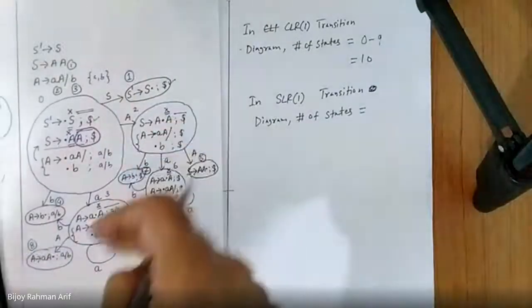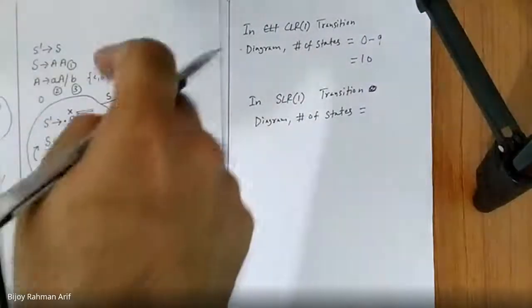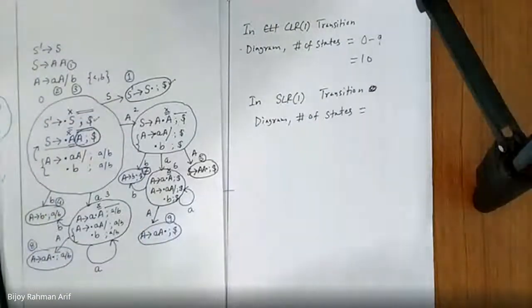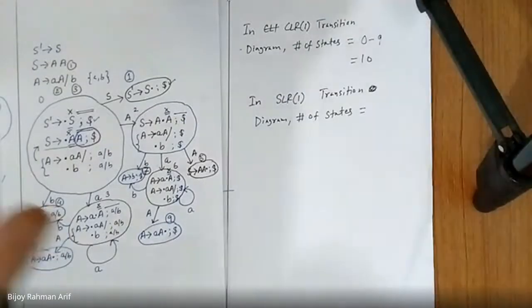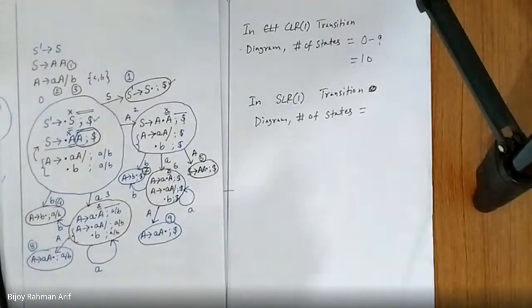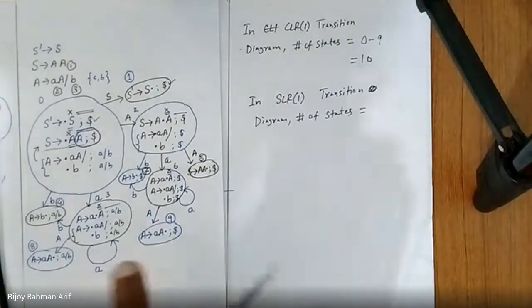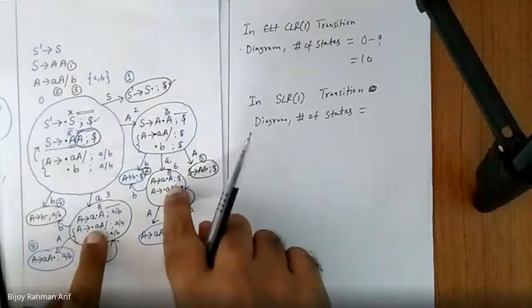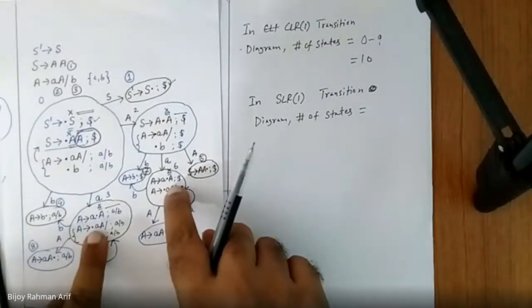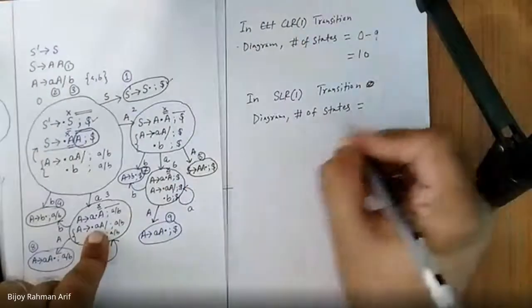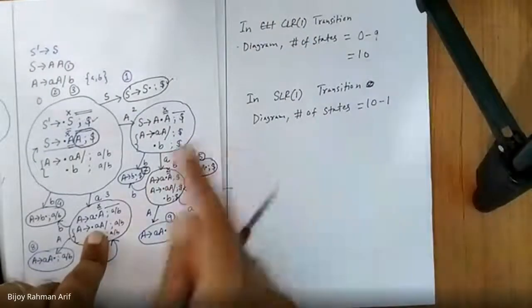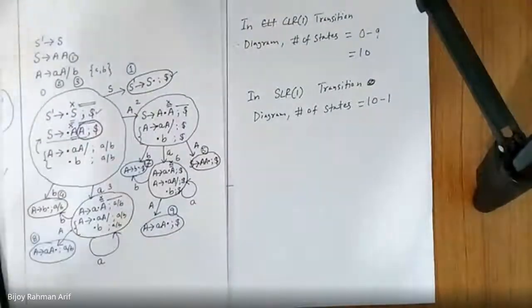States only differ by, in CLR1, you are trying to find out all the states which have the same LR0 items but different look ahead. So how many states are there? How about this state and this state? They are actually the same, but the look ahead is different. So 10 minus 1, because in SLR1, they are actually the same state. Am I right? Yes, sir.